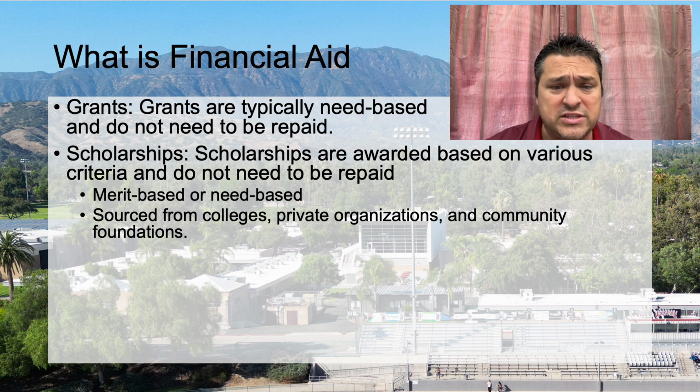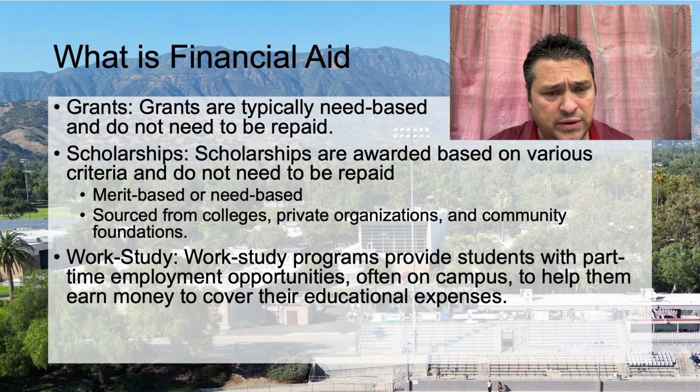Scholarships are awarded based on various criteria, such as academic achievement, athletic ability, artistic talent, or even community involvement. They can be merit-based or need-based. Scholarships do not need to be repaid and can be obtained from a variety of sources, including colleges, private organizations, and community foundations. The third area is work-study.